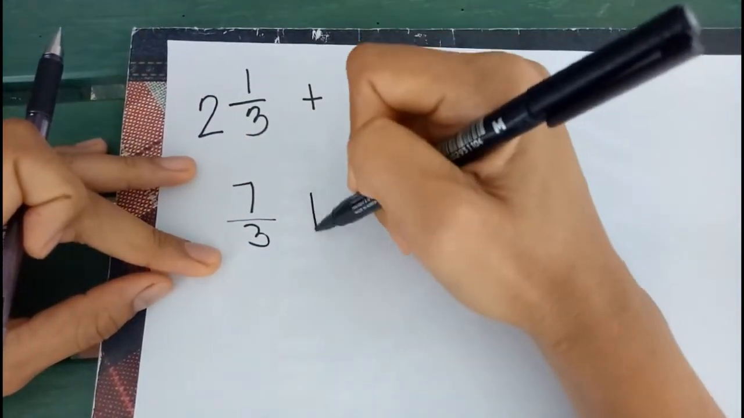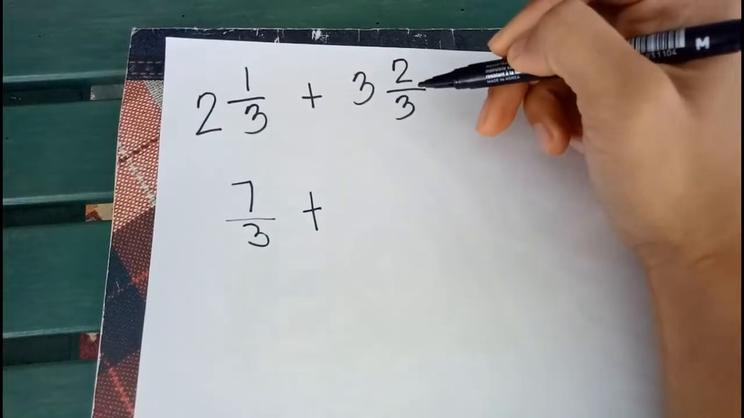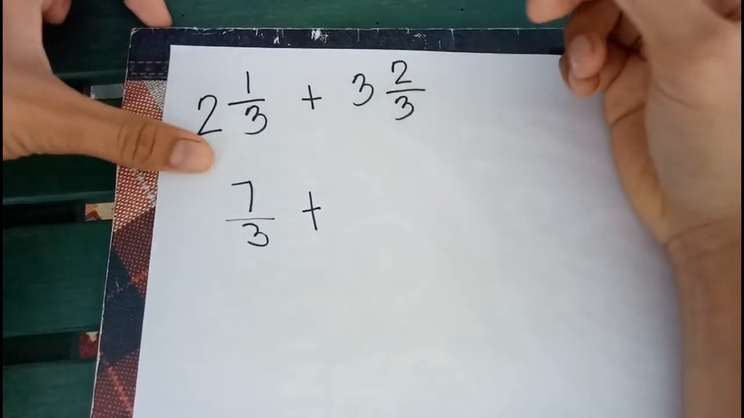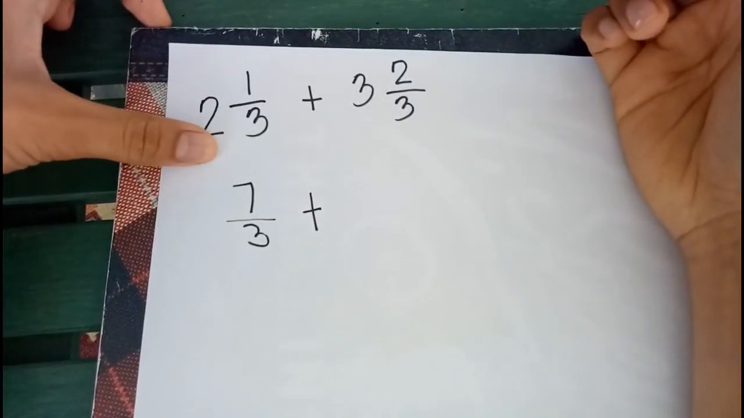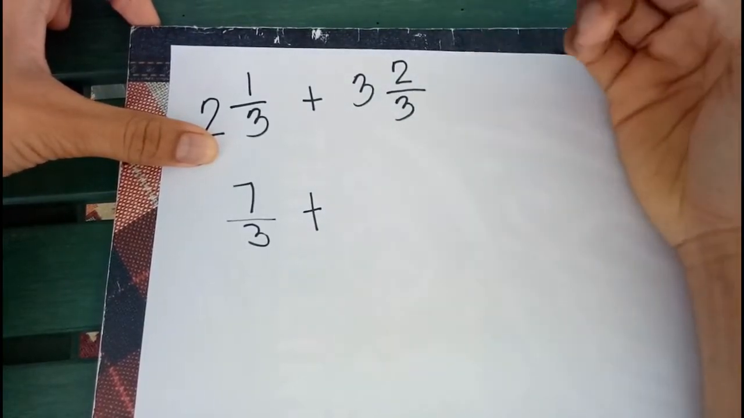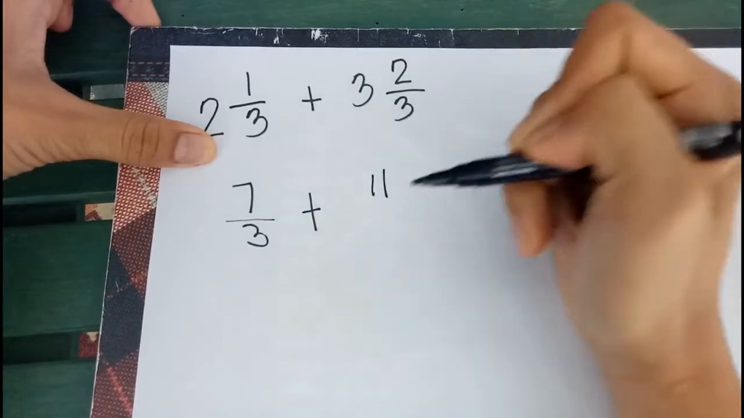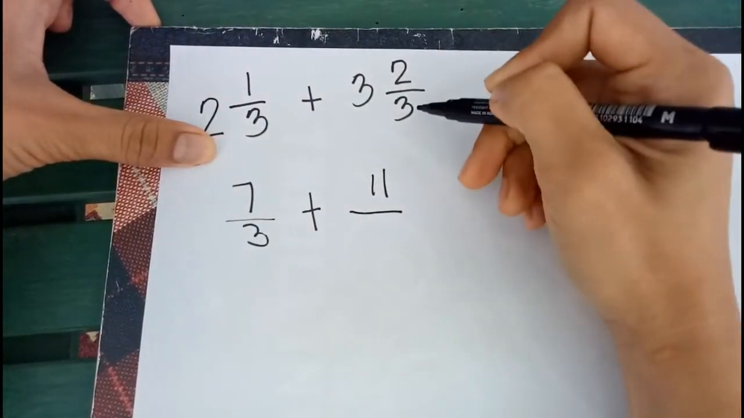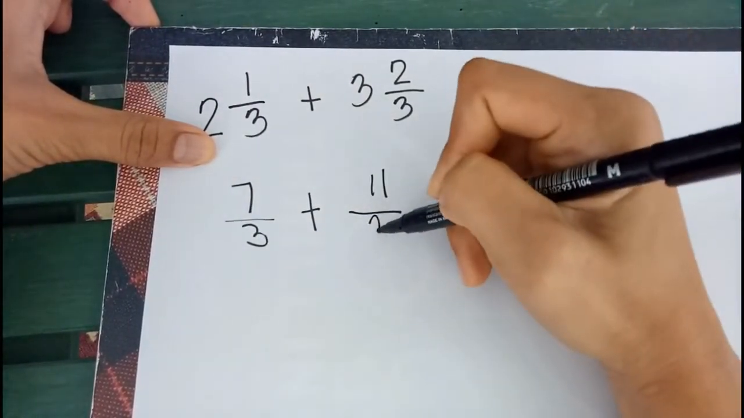You copy the sign, plus. Now we do this mixed fraction. 3 times 3 equals 9. Now you're going to add 2. 9 plus 2 equals 11. Now you're going to copy the same denominator, 3.